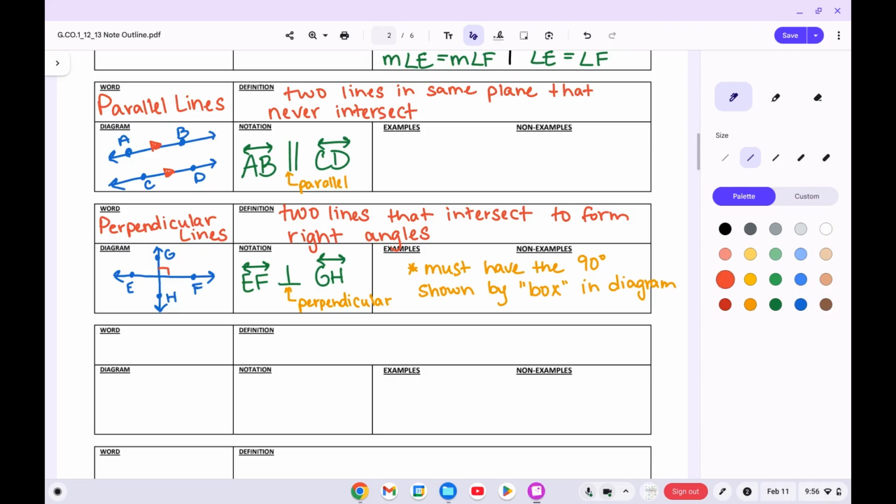The other word that I want to add on, which is something that we've already talked about, but maybe didn't put on our vocab sheet, is bisector. Okay, we've talked about bisector. This could be a line, could be a ray, could be a segment that intersects an object at its midpoint.